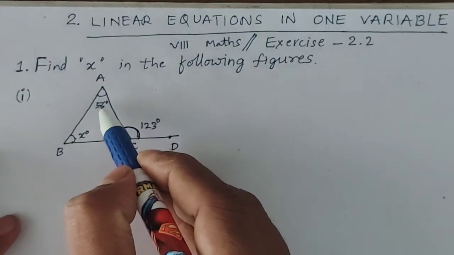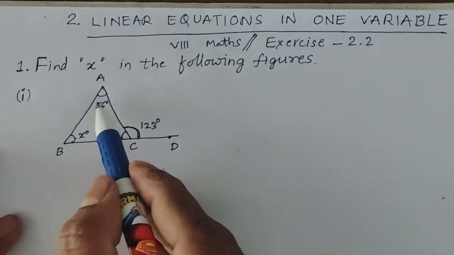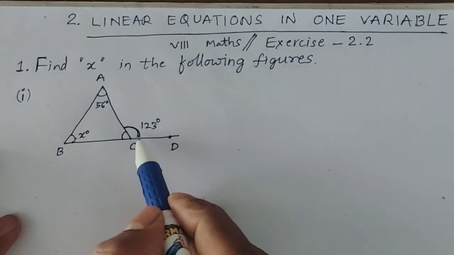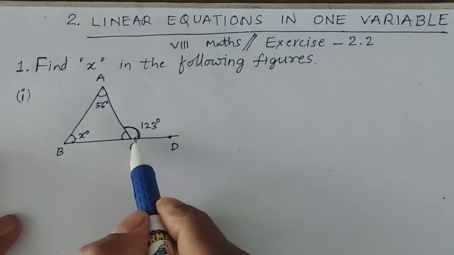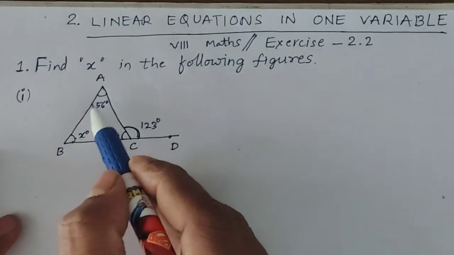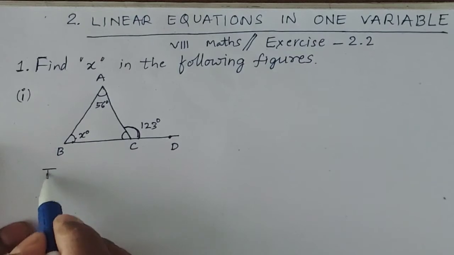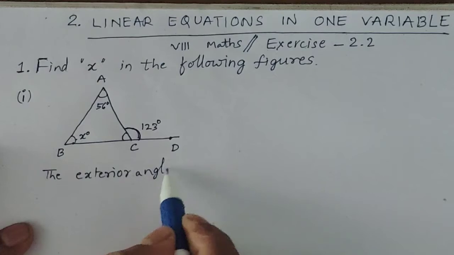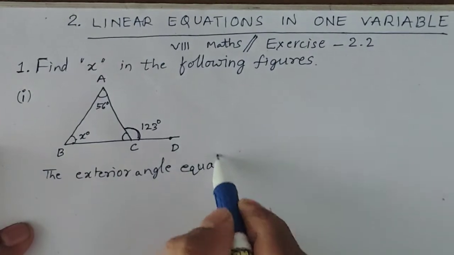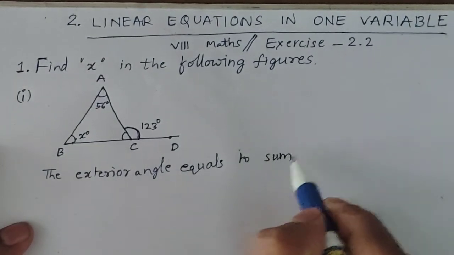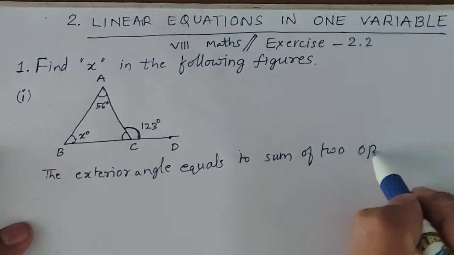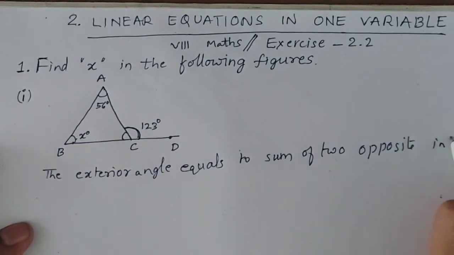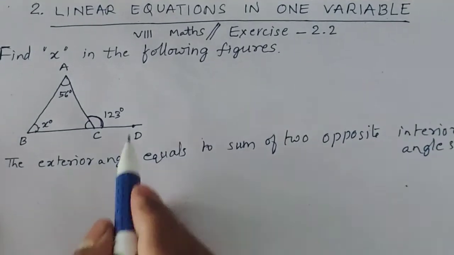Here 56 degrees is an interior angle and angle x is also an interior angle. These two interior angles are opposite to this exterior angle. So the exterior angle is equal to the sum of opposite interior angles. So I am writing, the exterior angle equals the sum of the two opposite interior angles.